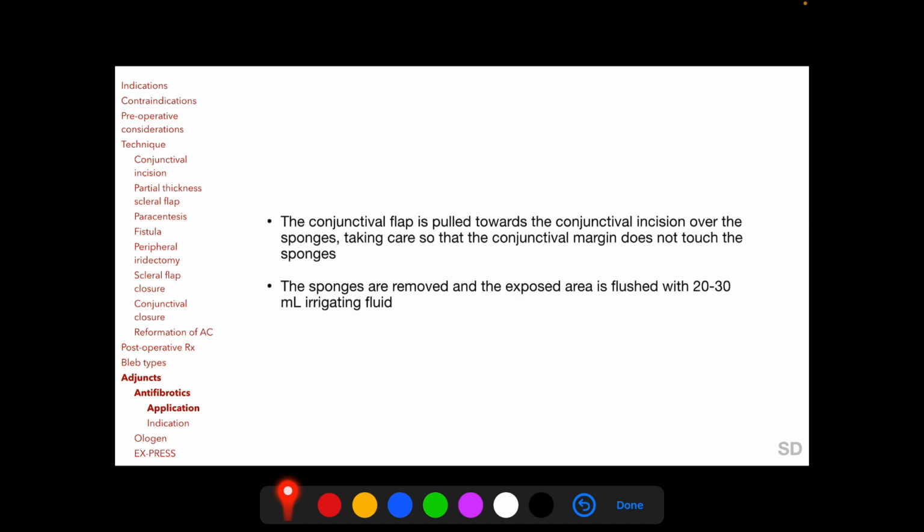As we have watched in the video, after applying the sponges in the subconjunctival space, the margin of the conjunctival flap is pulled towards the conjunctival incision, taking care that the margin of the conjunctival flap does not touch the sponges, because that can inhibit the healing response of the margin of the conjunctival flap, which is the only tissue which should heal adequately with scarring in order to prevent bleb leaks. The sponges are then removed and the exposed area is flushed with 20 to 30 ml of irrigating fluid, as we have seen in the surgical video.